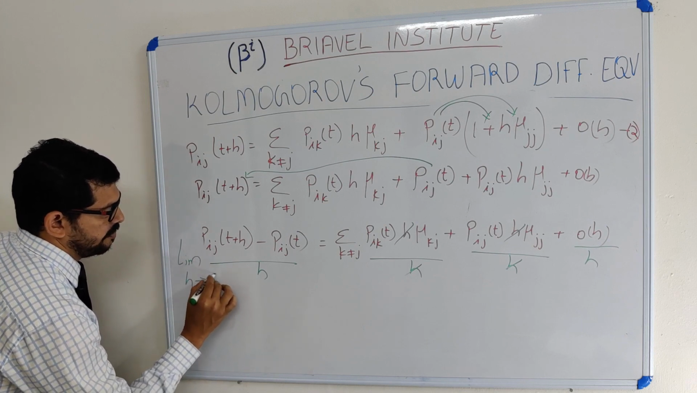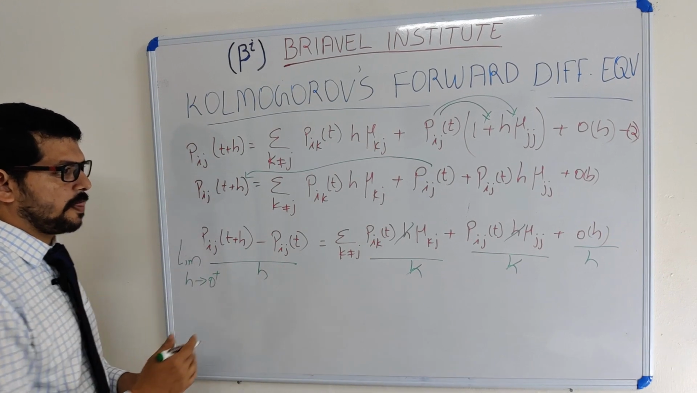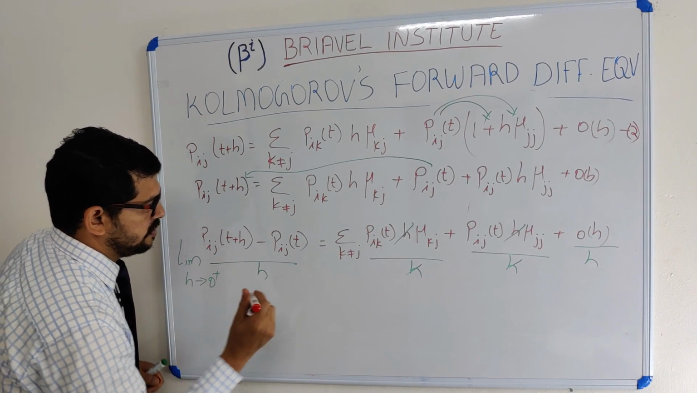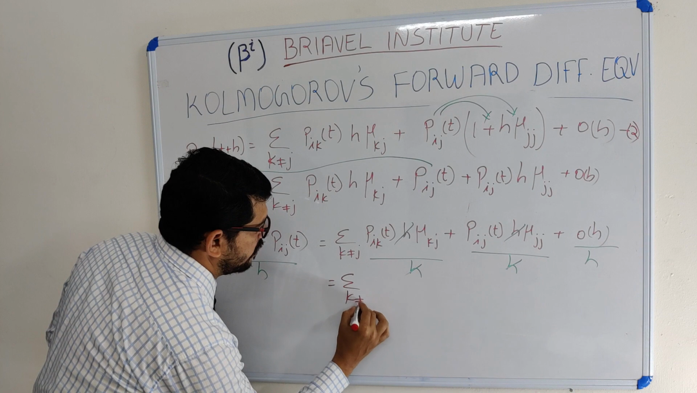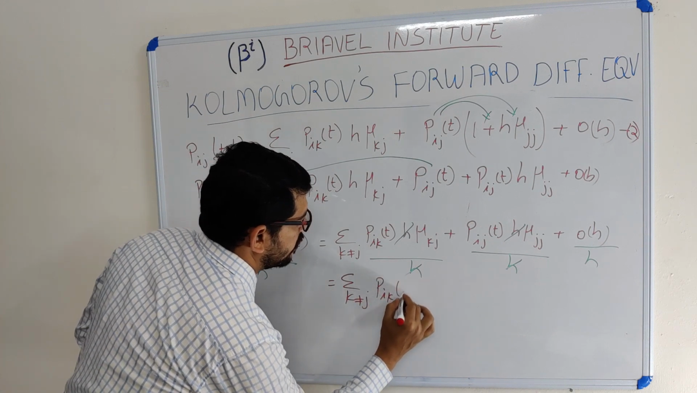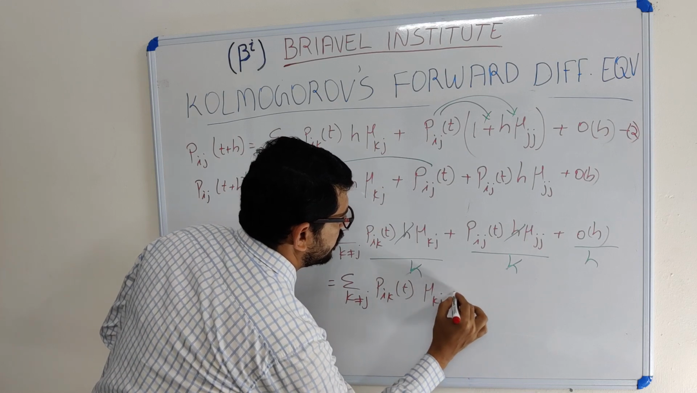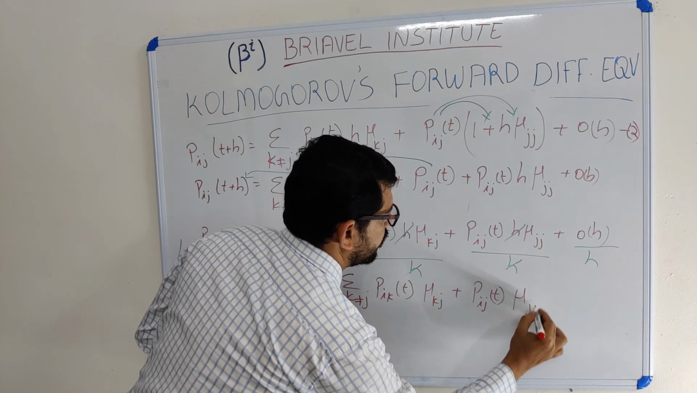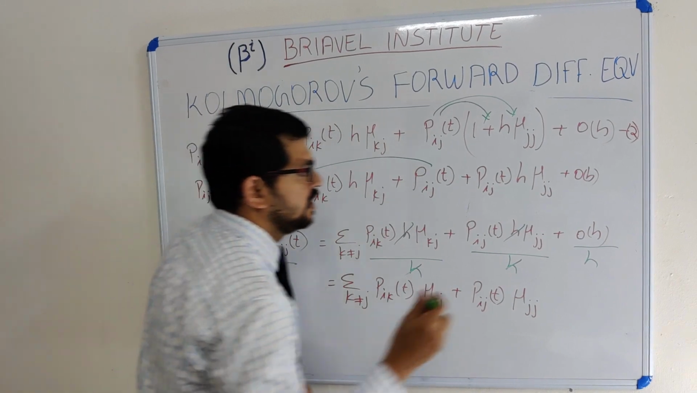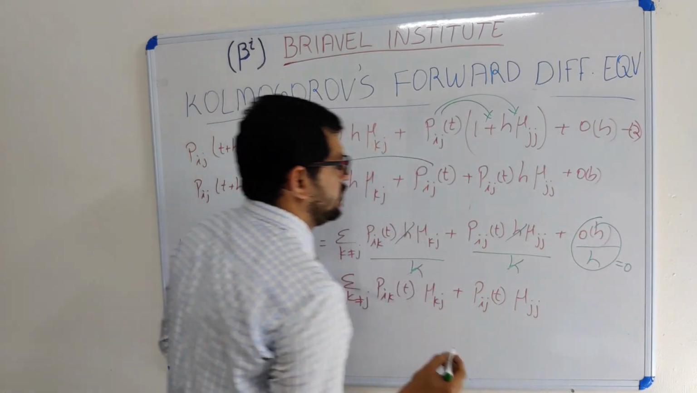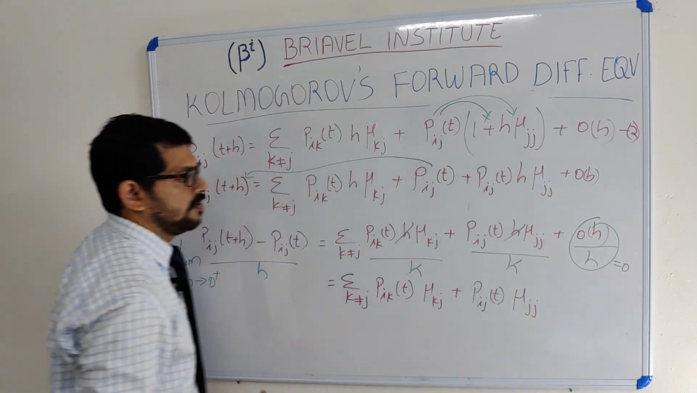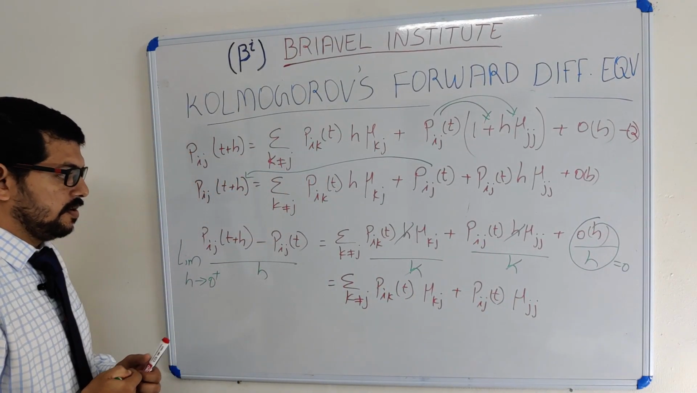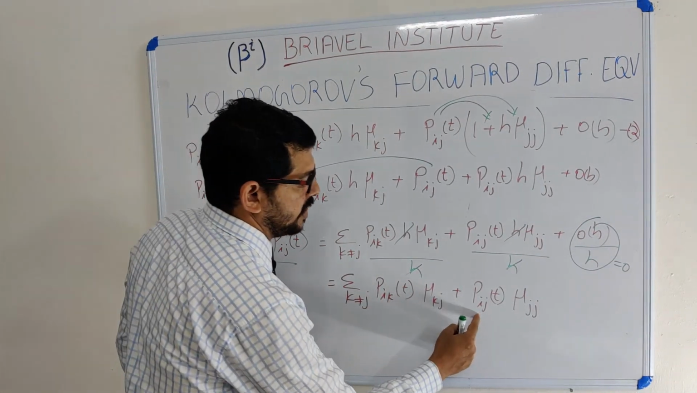And we are applying the limit, h tends to 0. Then what will happen as h tends to 0? So this is equal to the sum over k not equal to j of P of ik(t) mu kj, plus P of ij(t) mu jj. So our equation becomes like that. The o(h) term is going to become 0 once we apply the limit, since this h is already removed. Our equation becomes the sum over k not equal to j of P of ik(t) mu kj and P of ij(t) mu jj.